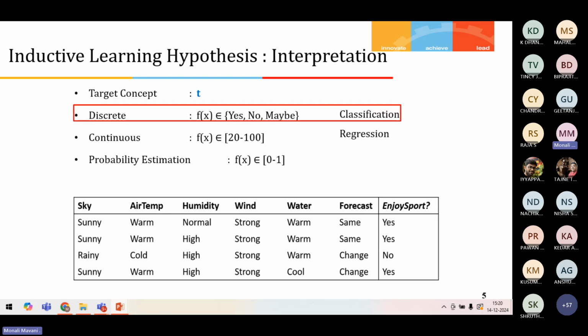So joint probability. Now say we have this classification problem we are dealing with. This is our example data set. We have features, one feature, second feature, third feature, fourth feature, fifth feature, and sixth feature. And we have a target variable t, enjoy sport, and it has three possible distinct values, yes, no, and maybe. So it's a multi-class classification problem. Okay. This is how our classification data set will look.